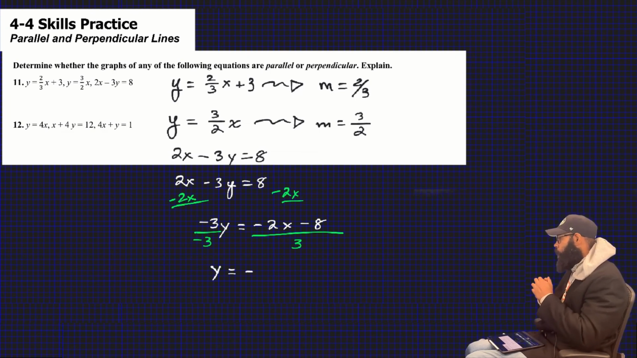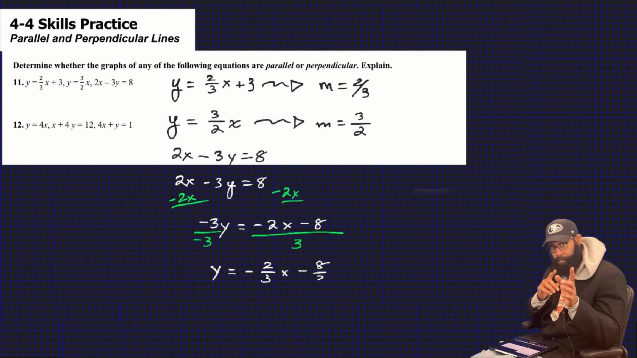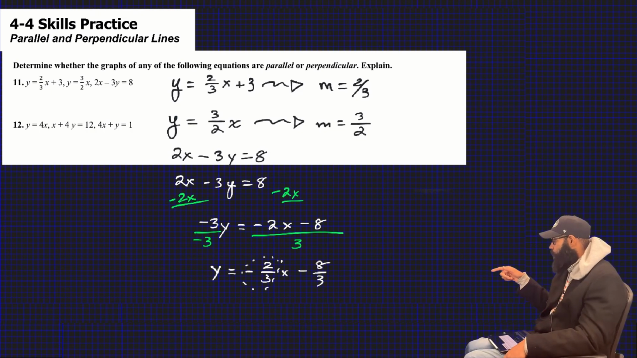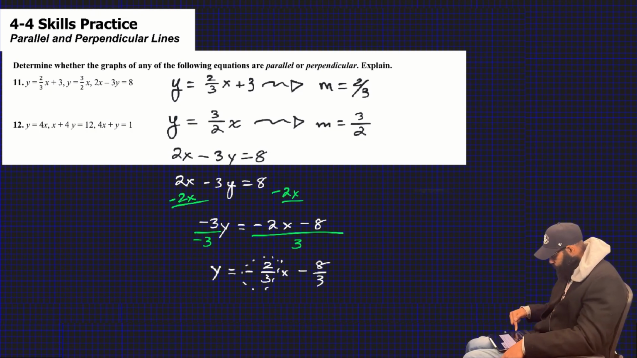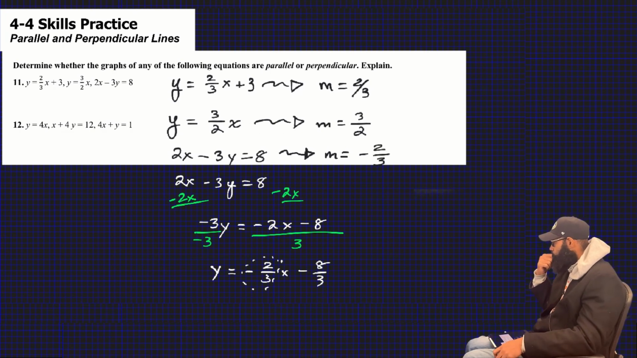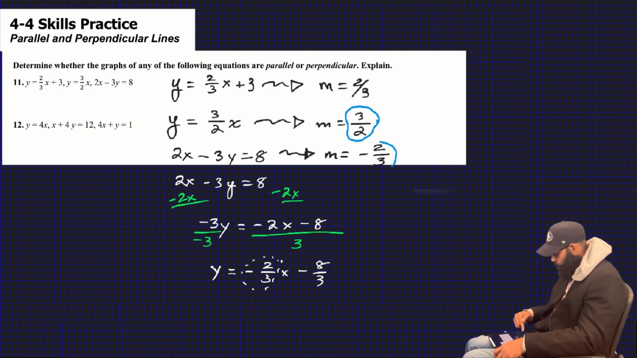Negative 3. Oh, don't forget. Right, you guys see? That's what I mean. You gotta slow down. That's the negative 3. So negative divided by negative, so you're positive, right? And I didn't write it as a positive. So that's a mess up. Let's see what I do here. Negative 2/3. I see what's going on.